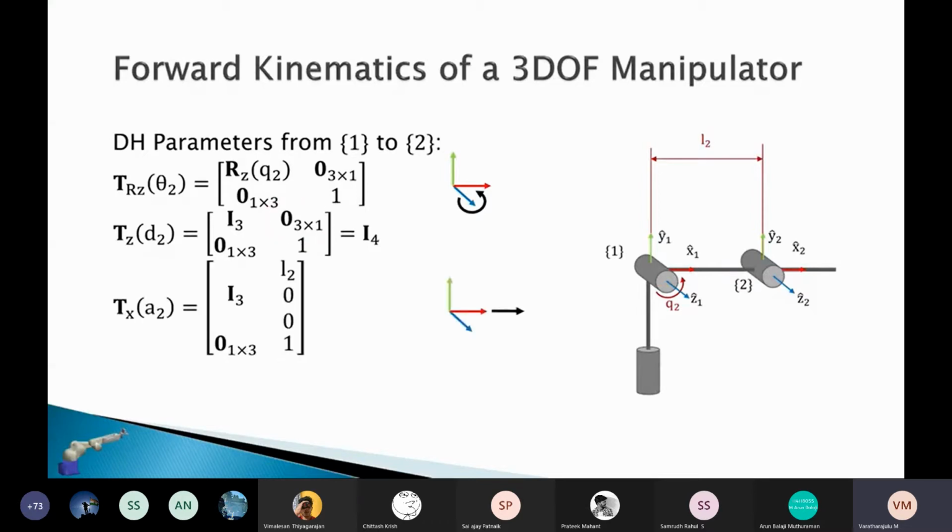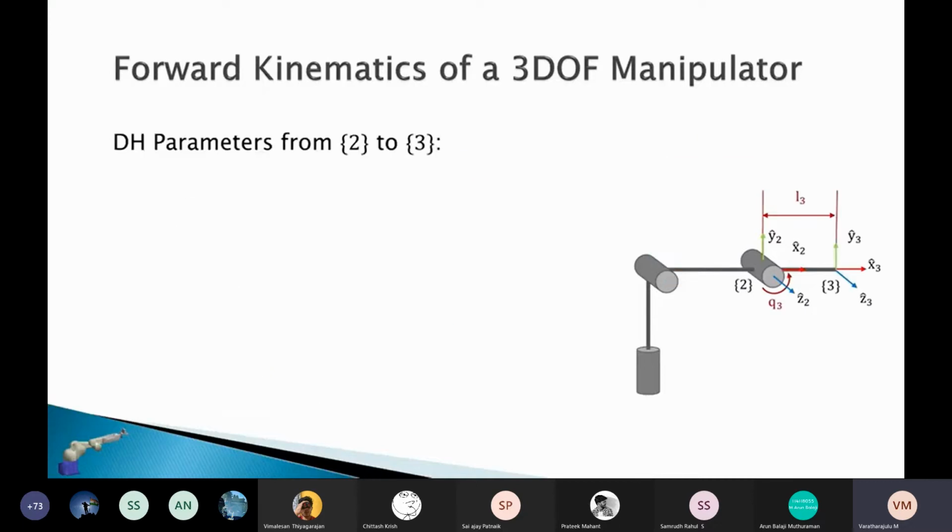Then we have a translation about x. So to get from here to here, we translate by the link length L2. Then the last would be a rotation about x by alpha, but you can see that these two frames are already in alignment. And so therefore, we have 0 rotation, which will give the identity matrix.